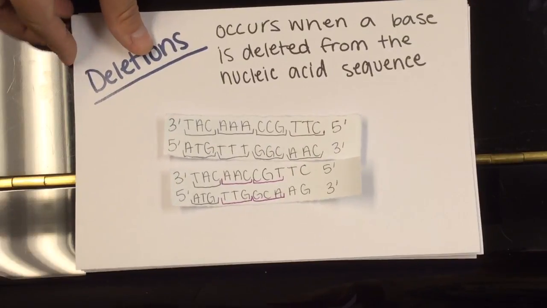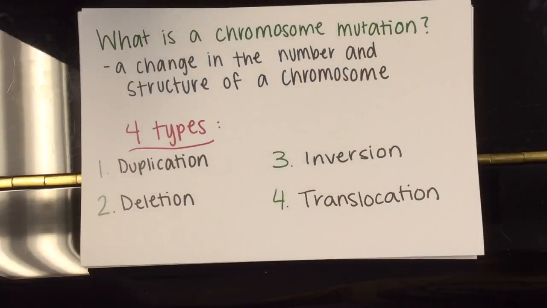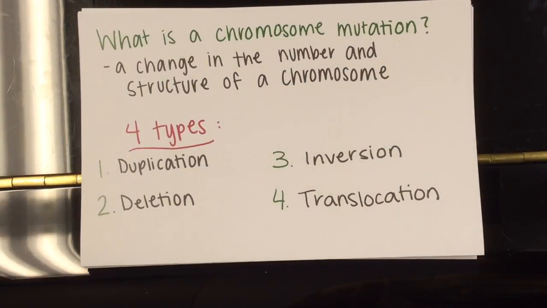Now let's move on to chromosomal mutations. What is a chromosomal mutation? It is a change in the number and structure of a chromosome. There are 4 main types of chromosomal mutations: duplication, deletion, inversion, and translocation.